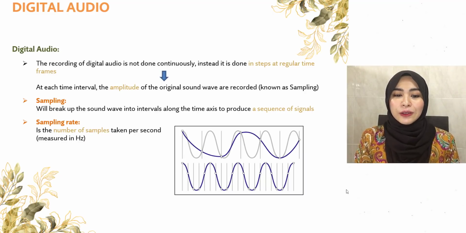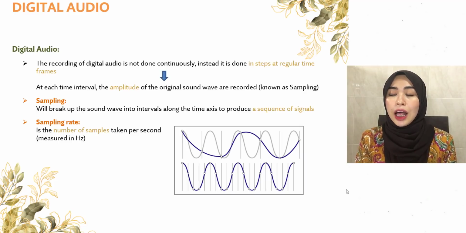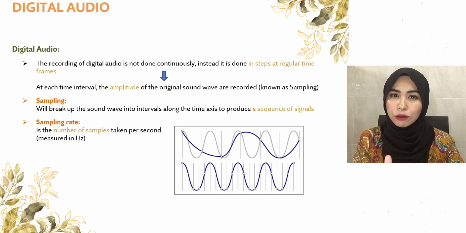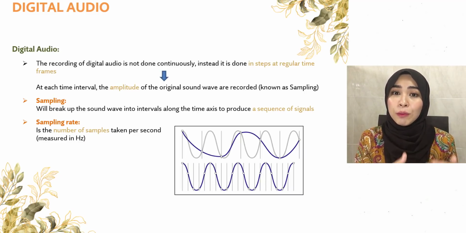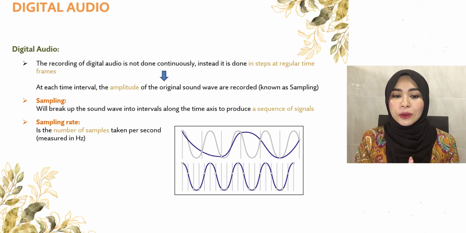Sampling rate is the number of samples taken per second. When we record a sound, we can actually specify the sampling rate. The higher the number of samples that we take per second, the higher the resolution of the sound will be, because there will be more data that we can record. The sampling rate is measured in hertz.